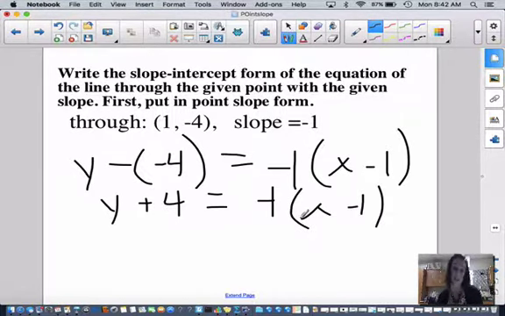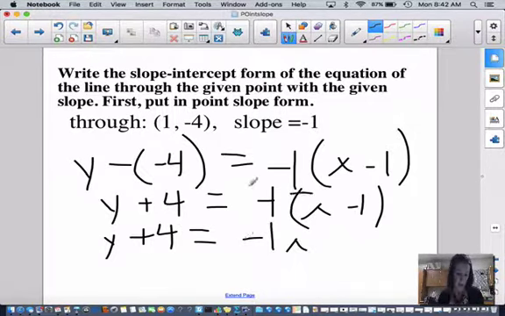Now, slope-intercept form is y equals mx plus b. So I need to rearrange this. Y plus 4 equals, I'm going to distribute on my right-hand side because I first need to do that before I can get the y by itself. So negative 1x, and then negative 1 times negative 1 is plus 1.